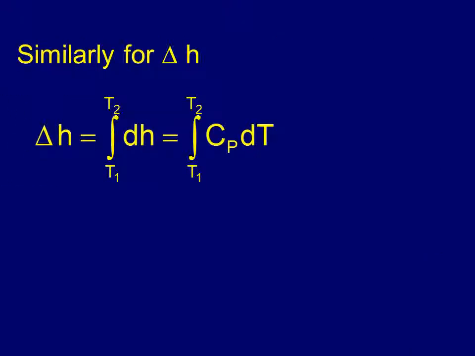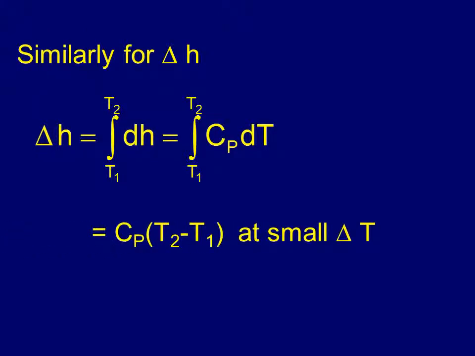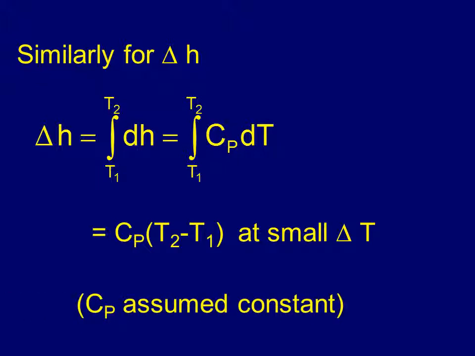For delta H, instead we use Cp. We have the same type of calculation. For small delta T, Cp times T2 minus T1 will give us the change in H. Cp is assumed constant in this case.